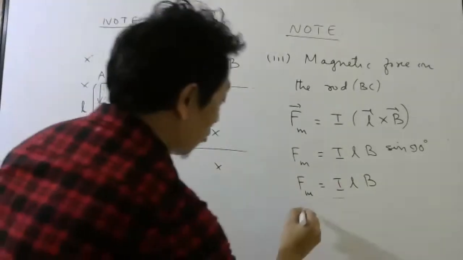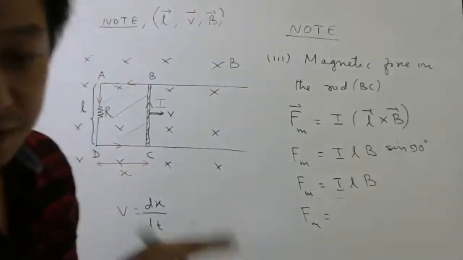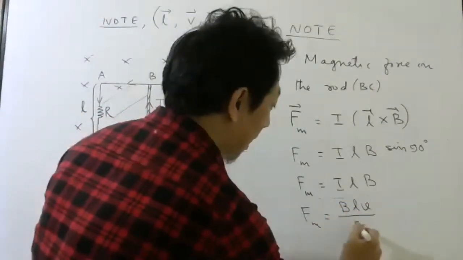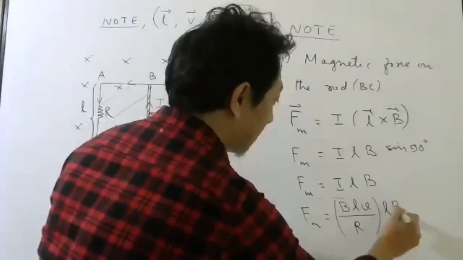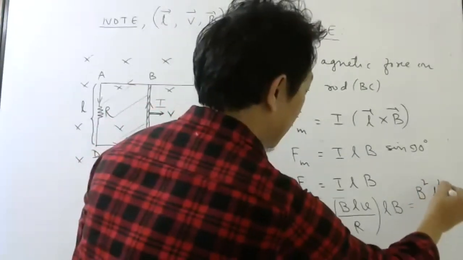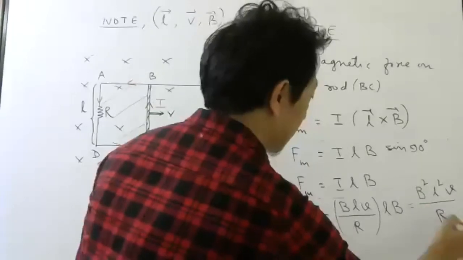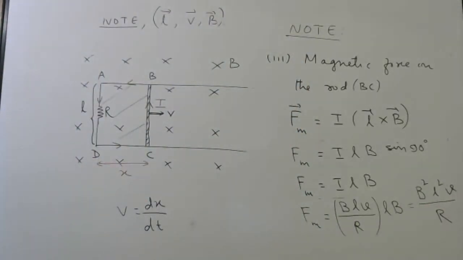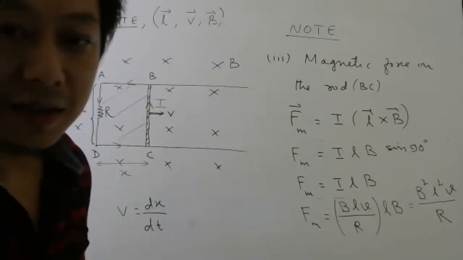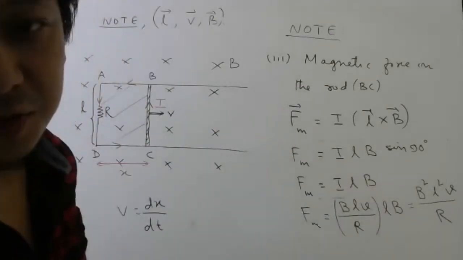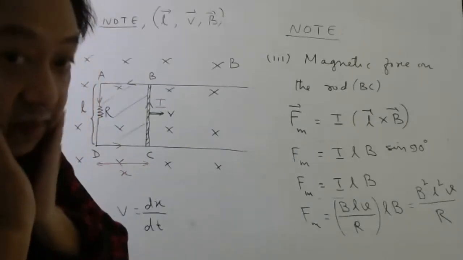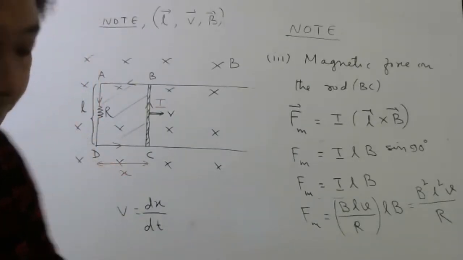And what was I? How much I we got? EMF divided by resistance. EMF is BLV divided by R into LB, which on further simplification you can write B square L square V by R. That would be the magnetic force on this rod. Okay, my classwork now is to find the direction of this force on this rod, where it will be. Please try.